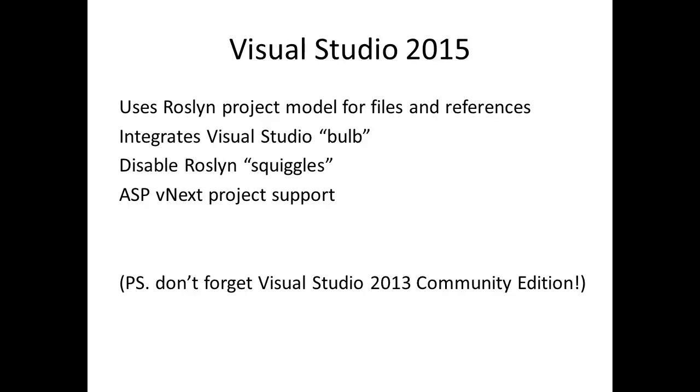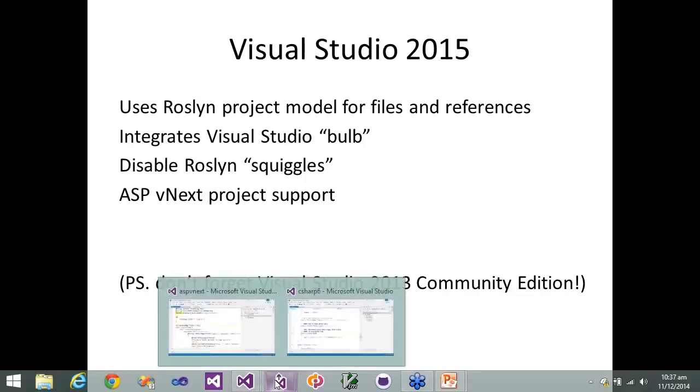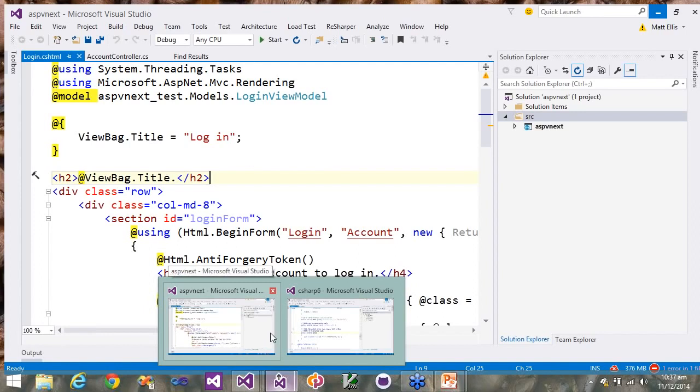We've got some changes under the hood because of that. So, for example, we get to use Roslyn's project model for files and references rather than, in previous versions, using Visual Studio's. That gives us a more accurate project model and is very useful there. We integrate Visual Studio's bulb menu into our bulb menu because ours has more features with the Alt-Enter typing searching. We have the option to disable Roslyn squiggles and just use ReSharper squiggles, and we've got ASP v-next support as well. Again, work in progress.